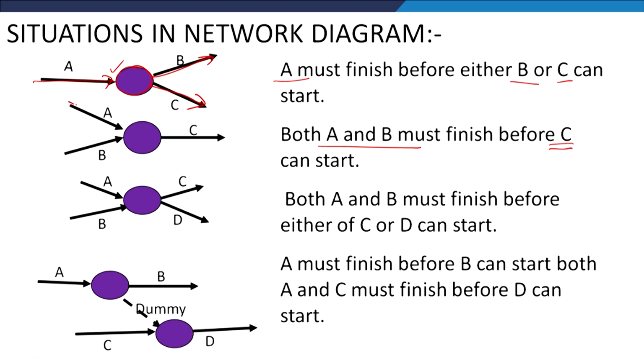To show this situation, activity A and activity B both need to be completed, which will be shown with this node, showing the end of activities A and B, and thereafter the commencement of activity C can take place. And if a situation is where A and B both need to be finished before two other activities, C and D, can be started, then to show this we have one node wherein the two activities A and B are ending, and thereafter activities C and D are starting.